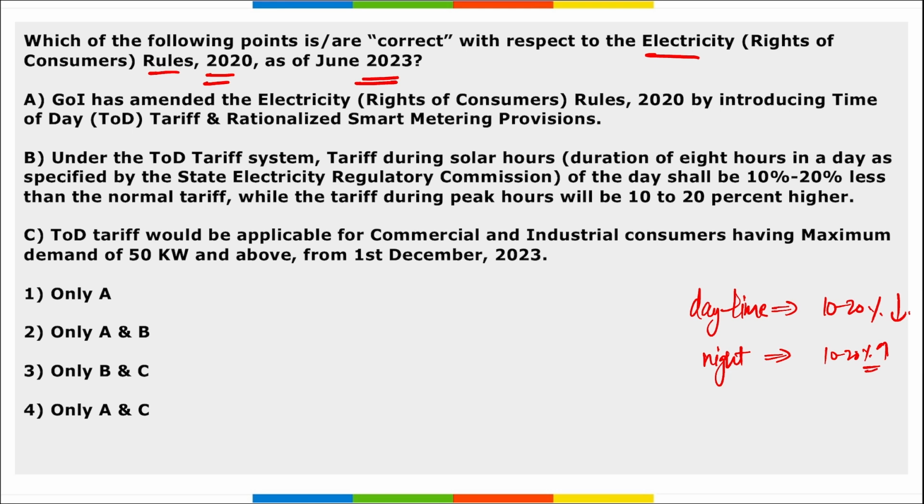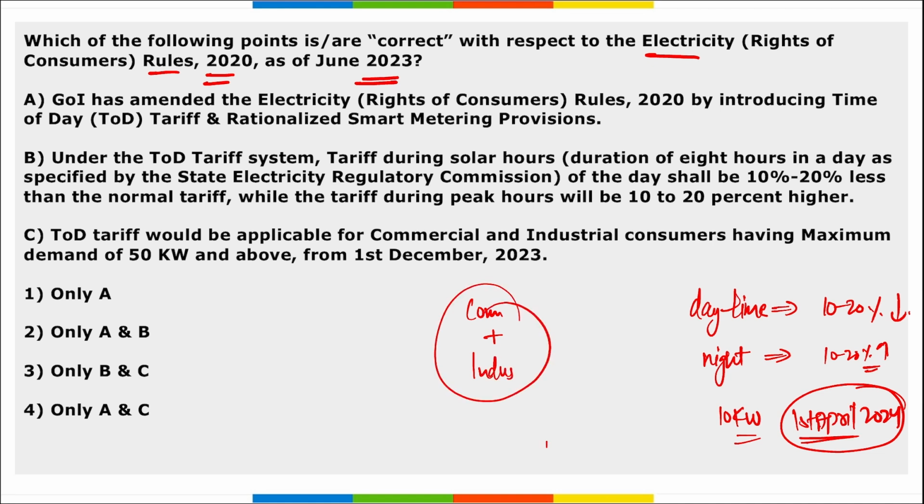Correct? This tariff, that is your time of day tariff, would be applicable for commercial and industrial consumers having a maximum demand of 10 kilowatt and above from 1st of April 2024. Correct? So from 1st of April 2024, this will be applicable, and in which two sectors? In the commercial and industrial sector, right? This is not applicable for the residential sector. Correct? So for your household it won't matter if you are using the electricity during day or night time.